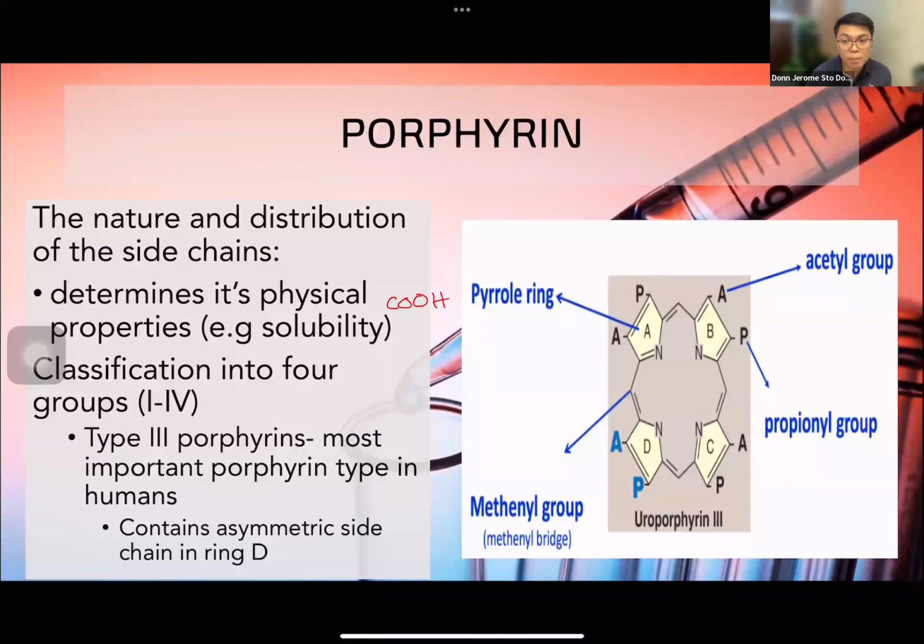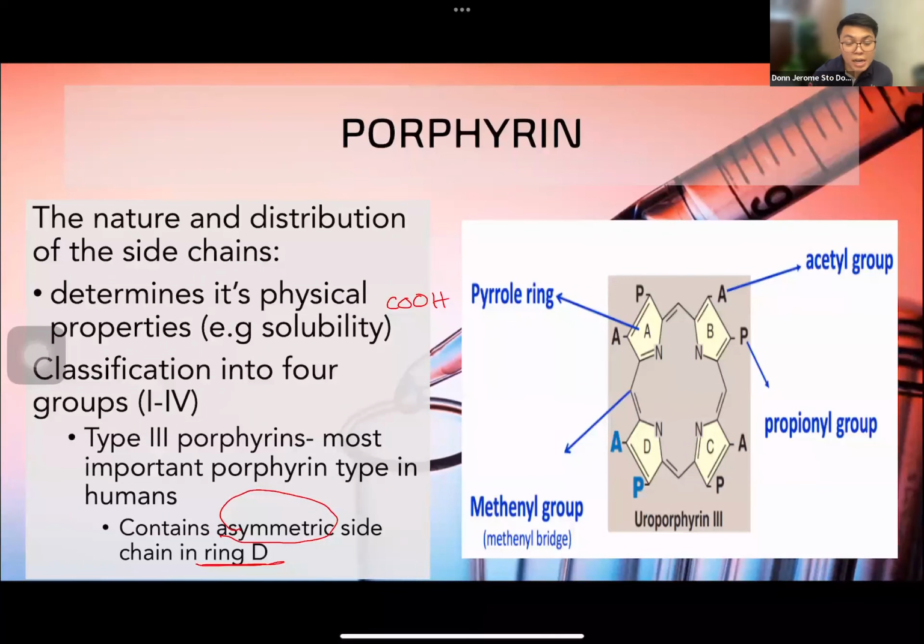And you can classify your porphyrin into 4 types, no? We're in type 3 porphyrins. That's the only one we're concerned with, no? Type 3 porphyrins is the most important porphyrin in humans, and we can identify it by the presence of an asymmetric side chain in ring D.